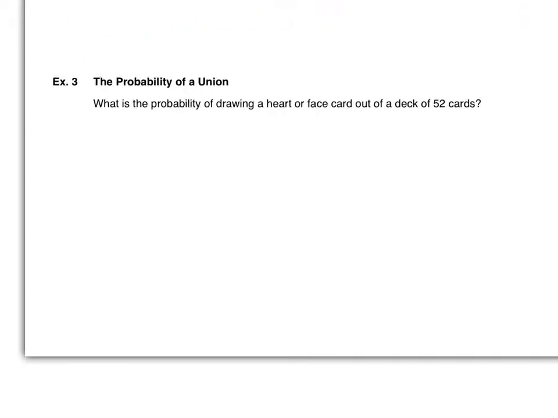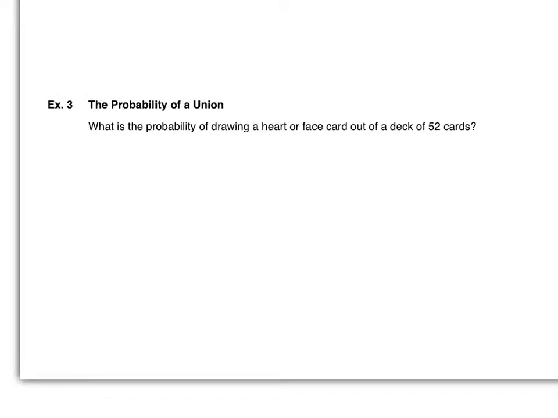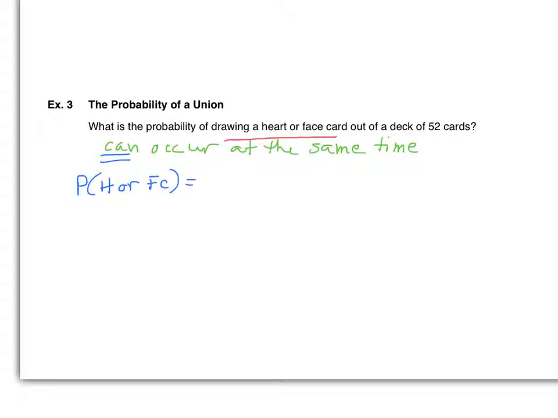Example 3. What is the probability of drawing a heart or a face card out of a deck of 52 cards? Can a card be both a heart and a face card? Yes. So these can occur, emphasis on the word can, occur at the same time. So we want to find the probability that we have a heart or a face card. So FC for face card.